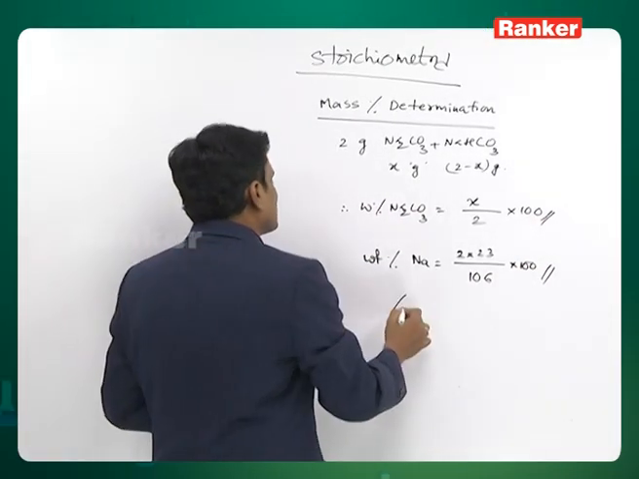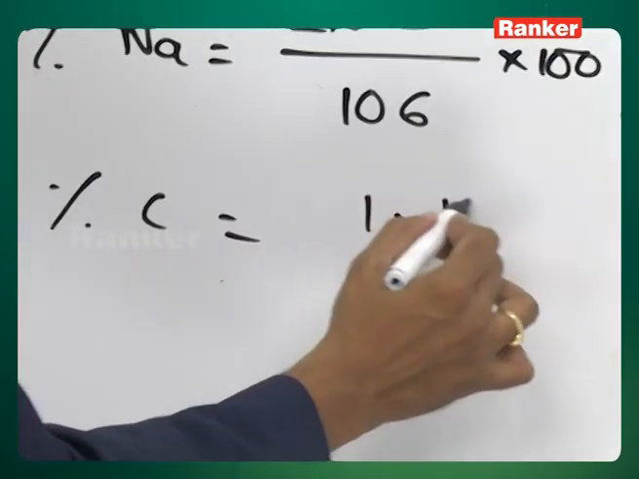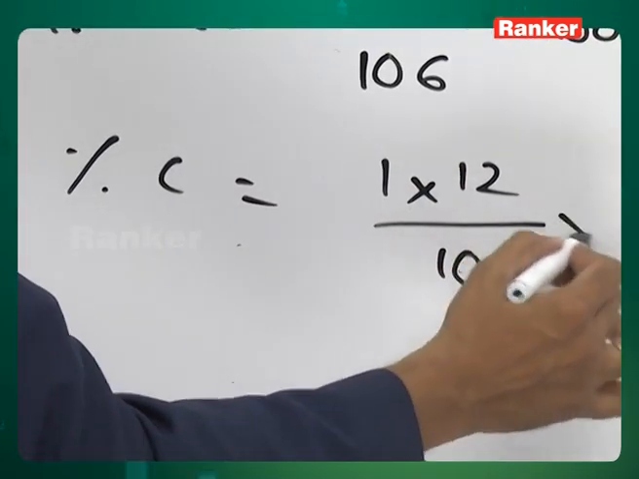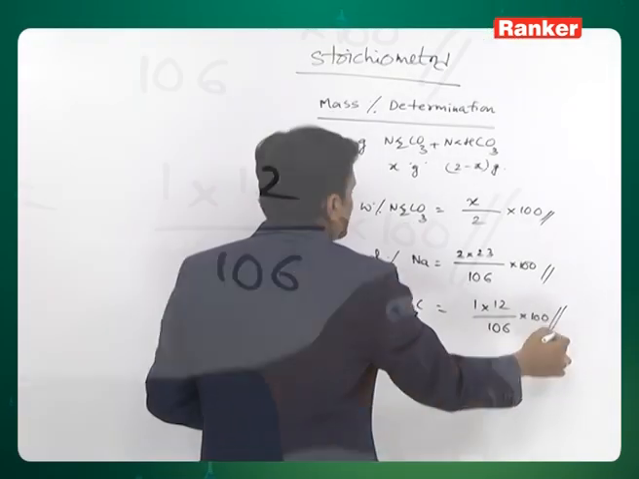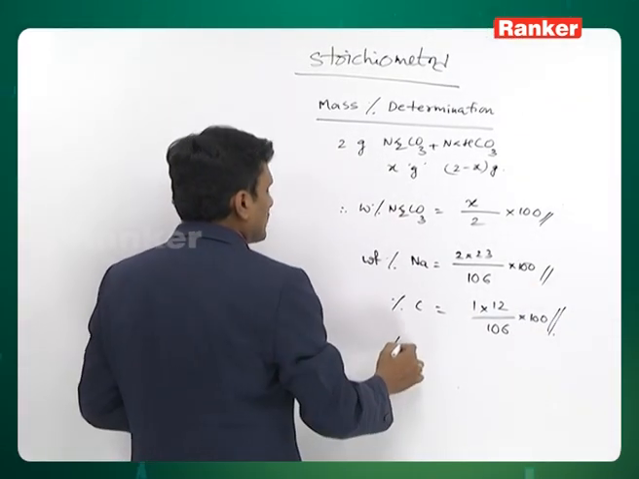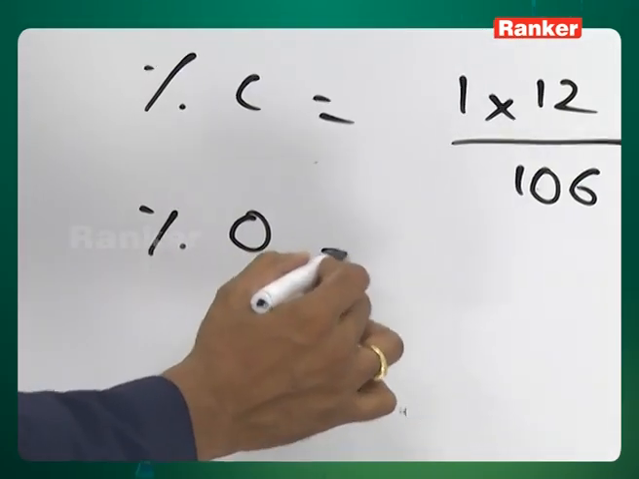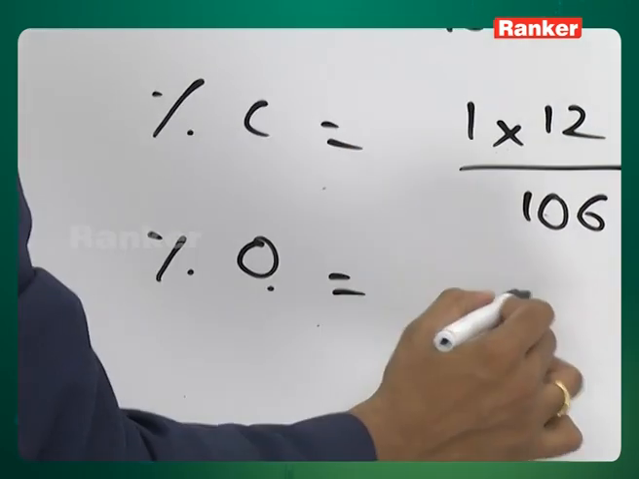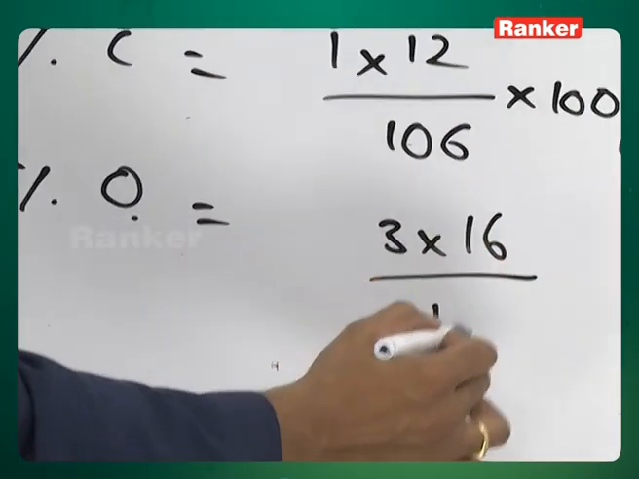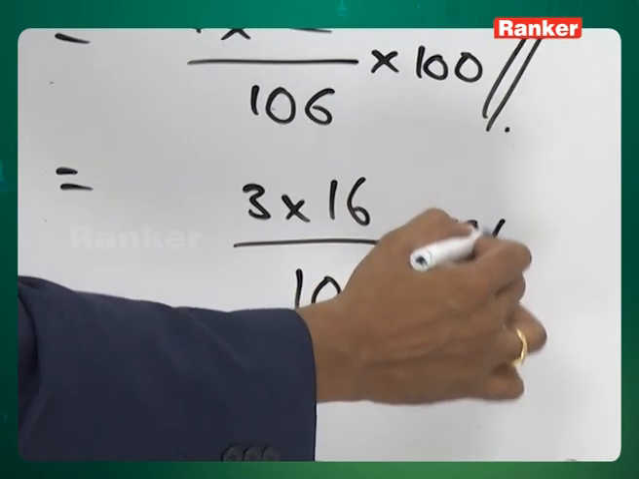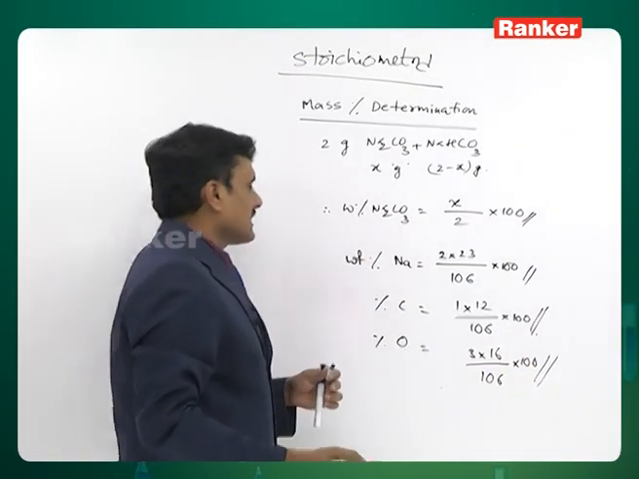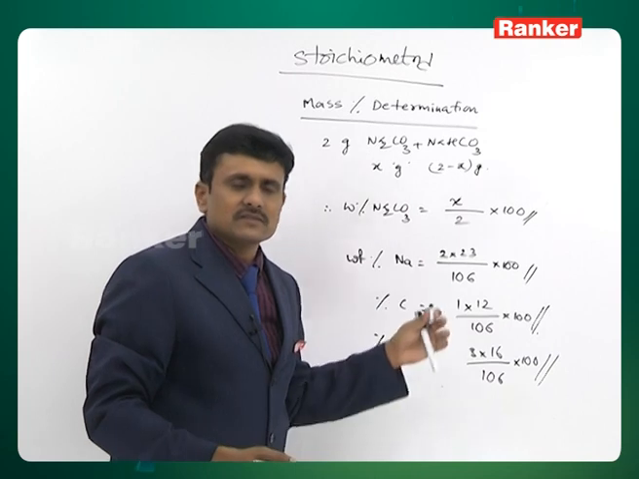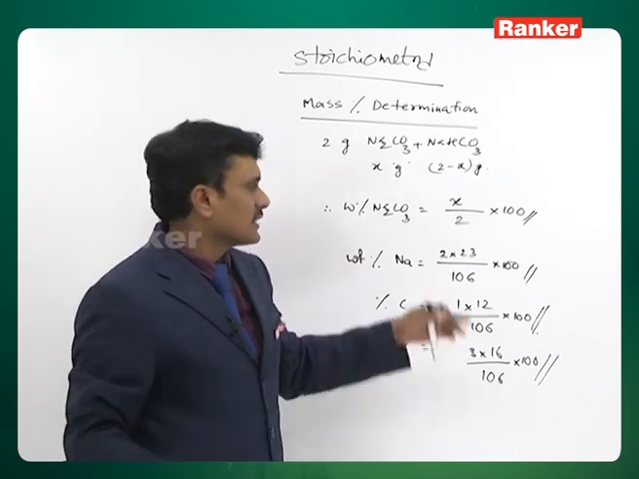Similarly, for the percentage of carbon, there is 1 carbon present, 12 divided by the total molar mass, which gives the mass percentage of carbon. For oxygen, you either subtract from 100, or if it is individually asked, 3 into 16 by the total into 100. So this is how we calculate the mass percentage of each element in a given sample. Now, this is one way.